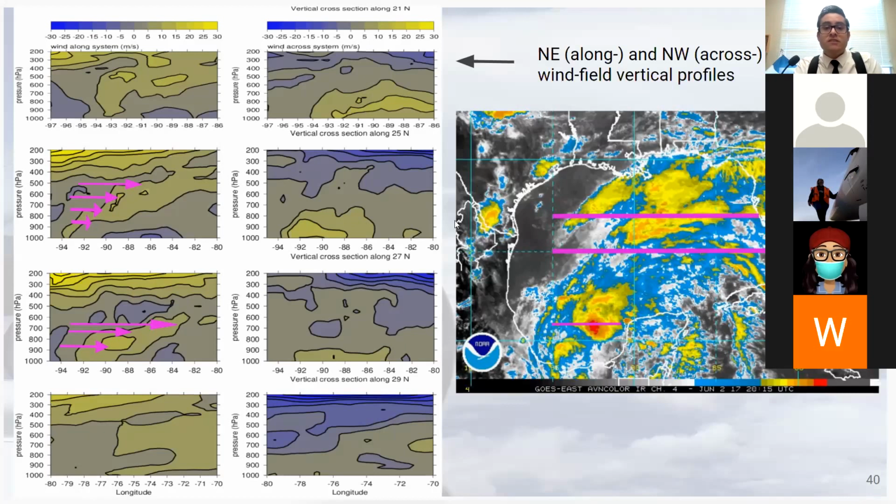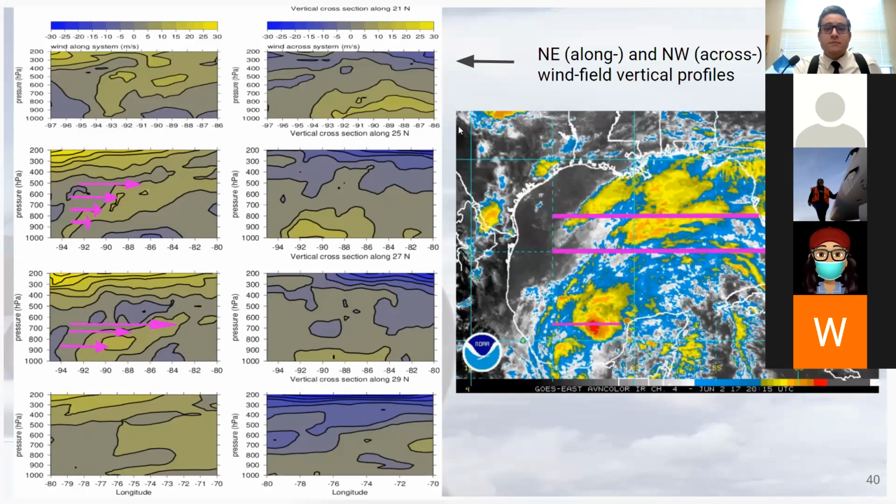In the first three, we see that there is significant low-level across flow. There is low-level cross flow at 21, 25, and 27, which would be contradictory with respect to the definition of atmospheric rivers. It's not actually connected to the flow. It's not transporting moisture directly into the atmospheric river.